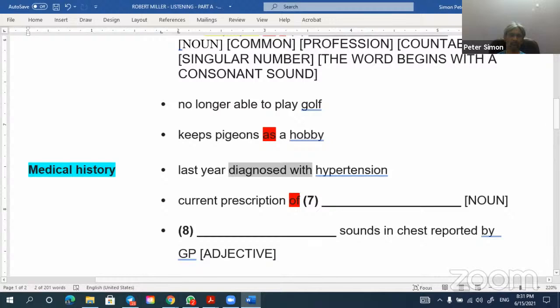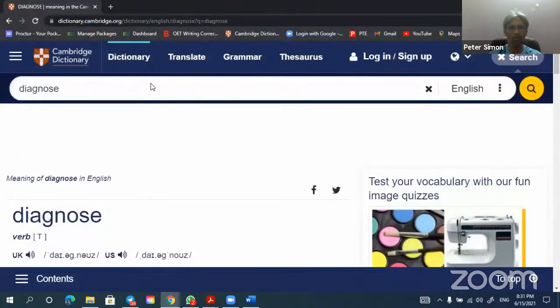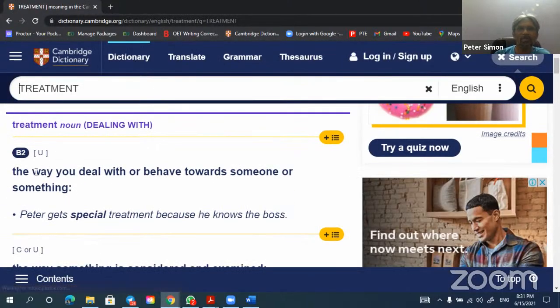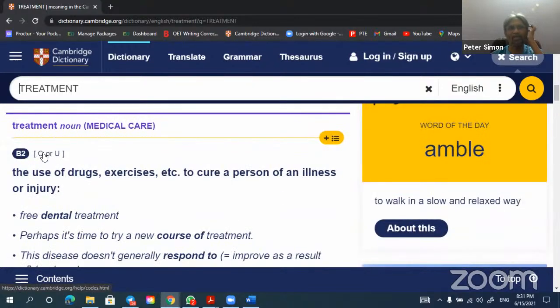Treatment. He was treated for, treatment was given for. The way you deal with or behave towards someone or something, that is called treatment, B2. Now this is medical care, also B2. The use of drugs, exercises, B2. Don't use the word B2. So don't use treatment, the word is B2.